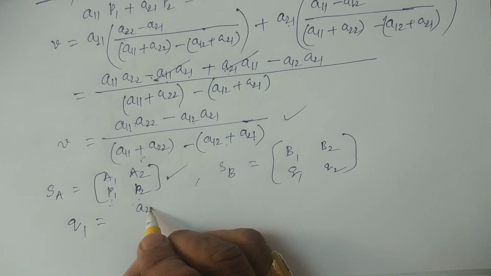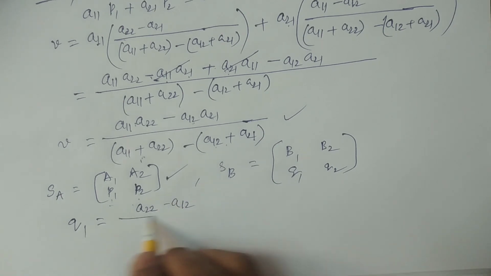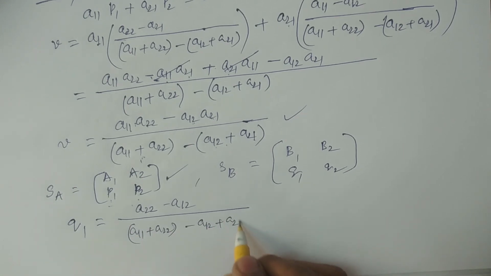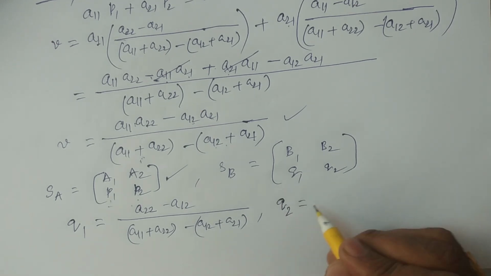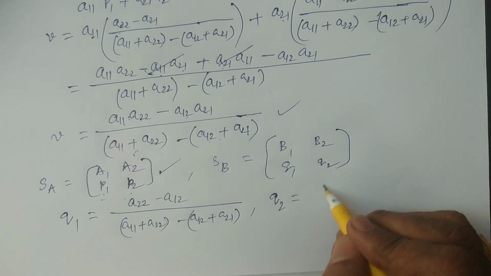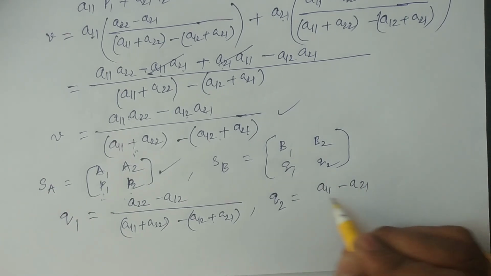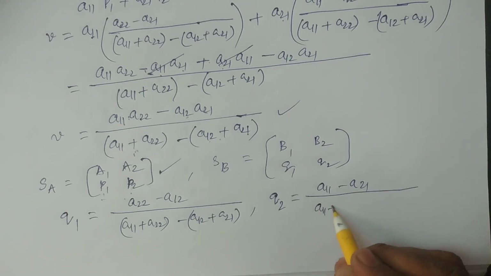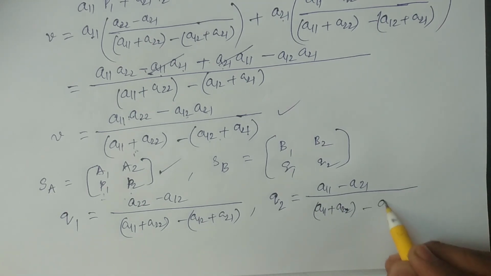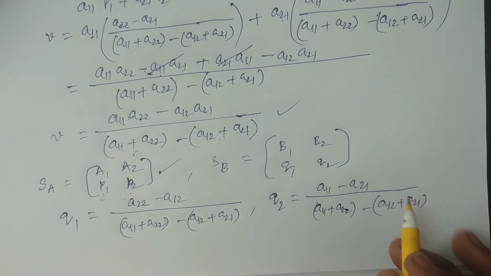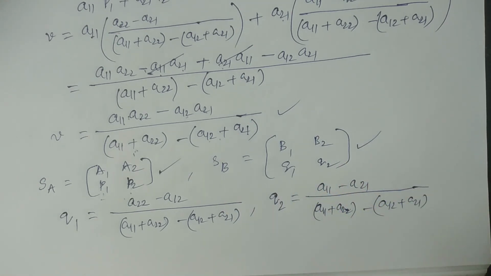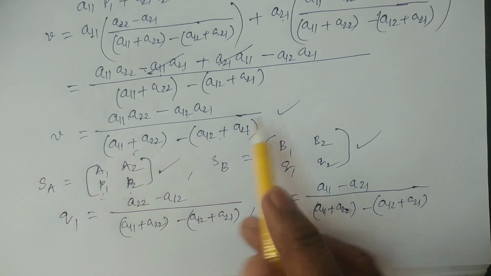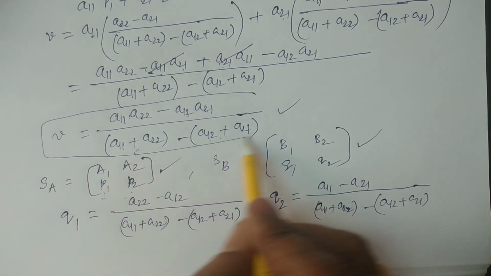Q1 is A22 minus A12 divided by A11 plus A22 minus of A12 plus A21. This is the value of Q1. Of course, Q2 can be calculated by 1 minus Q1, but I give you the formula. Q2 is equal to A11 minus A21 divided by the same denominator, A11 plus A22 minus of A12 plus A21, right? So these are the values of Q1, Q2 to get the optimal strategies of player B. And the value of the game is the same. This formula is the value of the game, right?